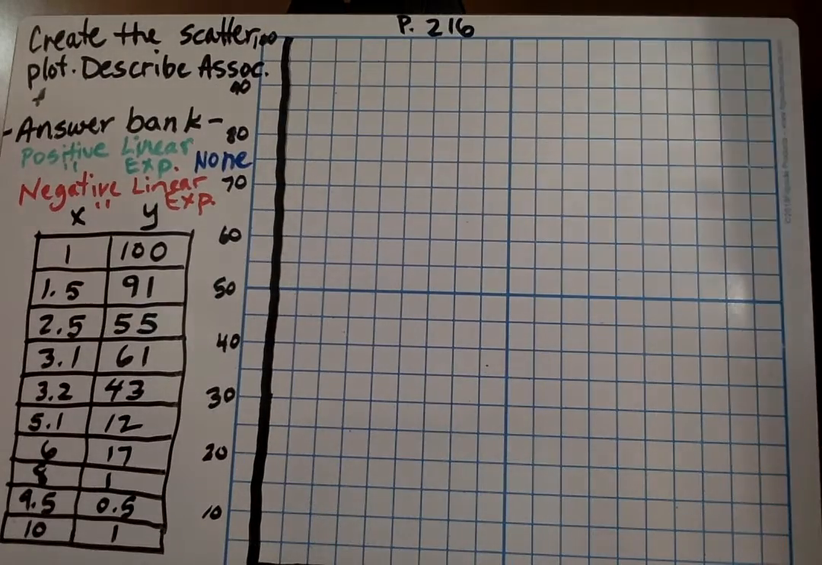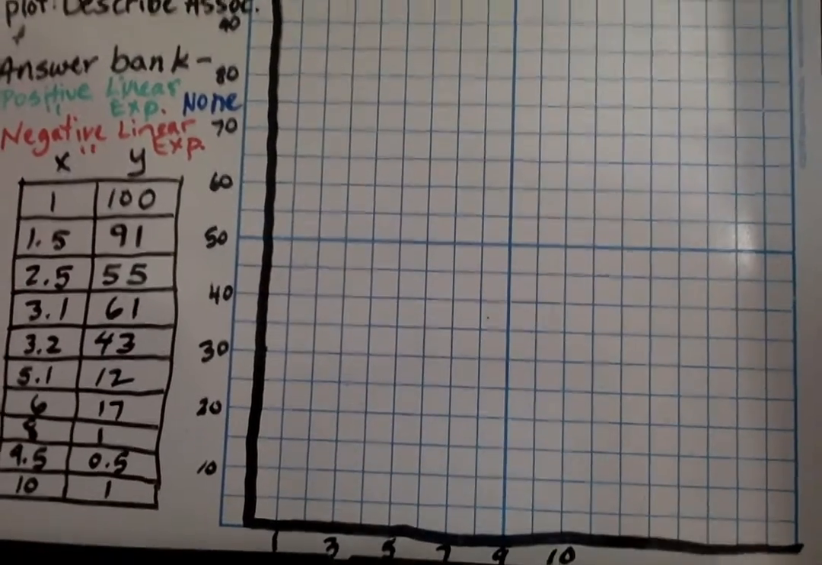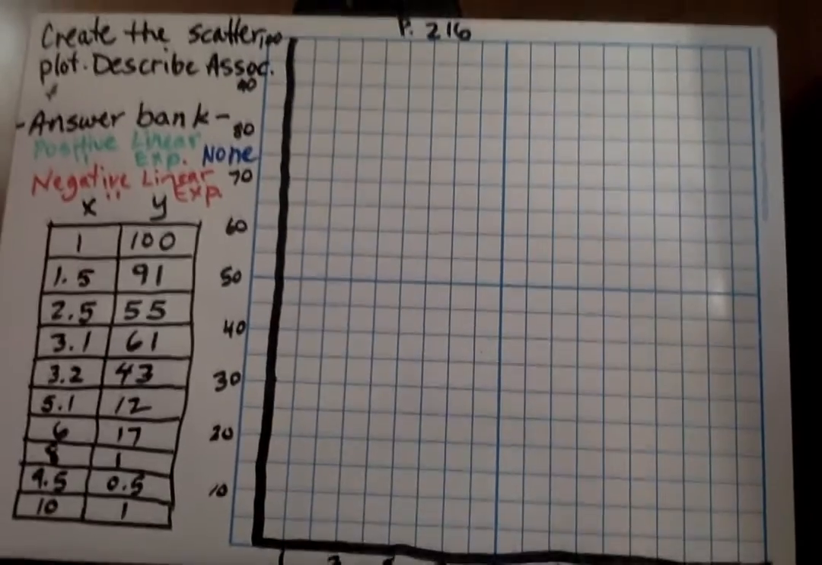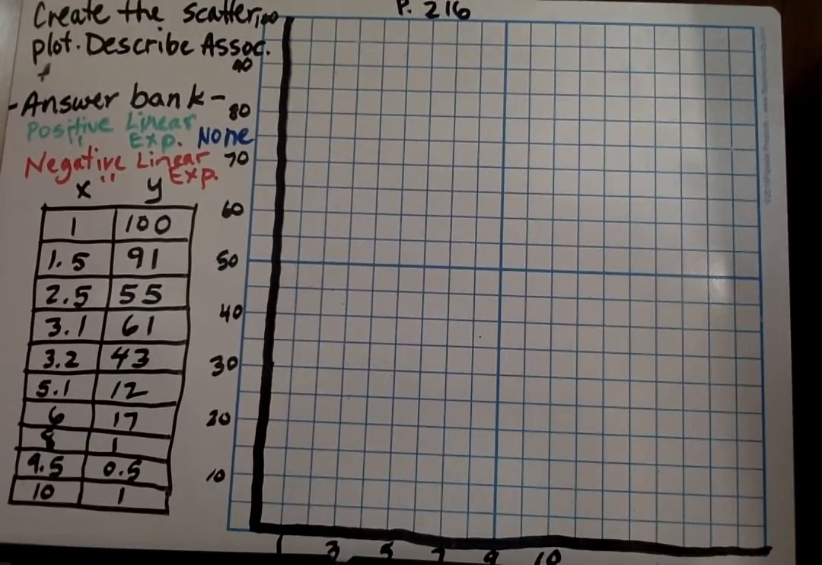Making sure you can see that okay. Again, page 216. Create the scatter plot. Describe the association. And then you have an answer bank here so we can decide out of which one of those it's going to be. You should be able to see the numbers now at the bottom.